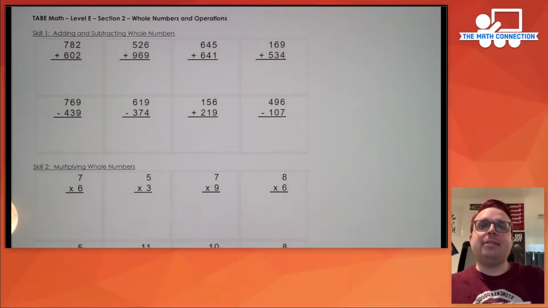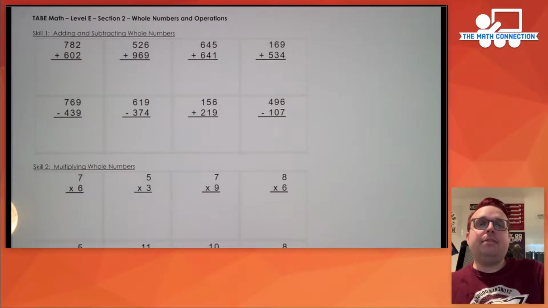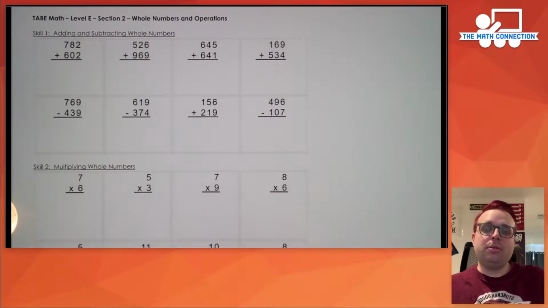Hello, welcome back. So we're going to dive right into our next lesson, which is Level E, Section 2. This is about whole numbers and operations. The things we're going to cover in here are adding and subtracting whole numbers, multiplying, dividing. We're going to talk about some number properties, number lines, some shapes and patterns. And when we're done, you should be able to go through the Essential Ed lesson for Level E Section 2 and complete it without any difficulty.